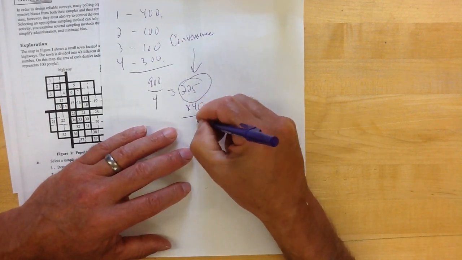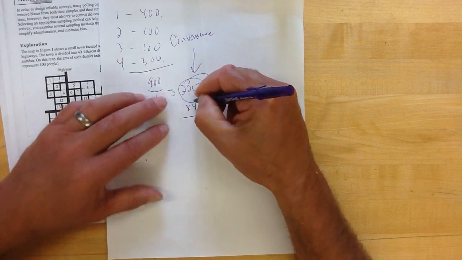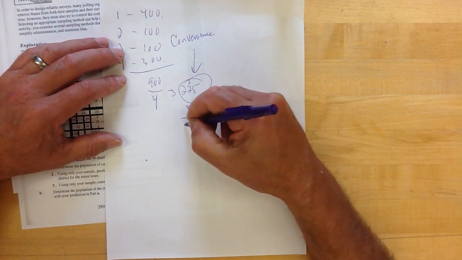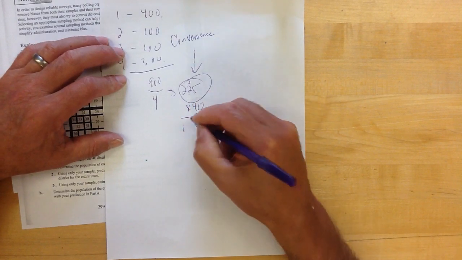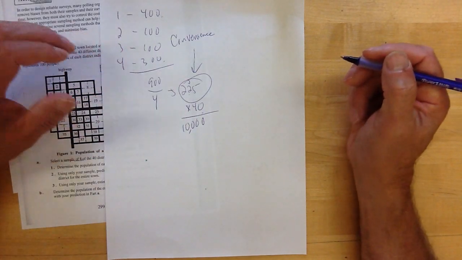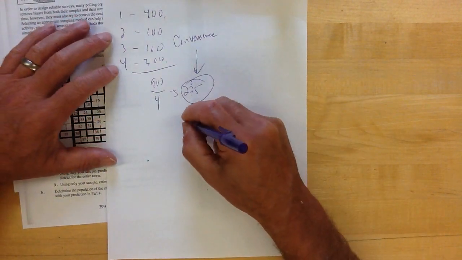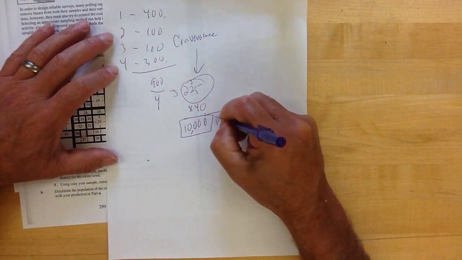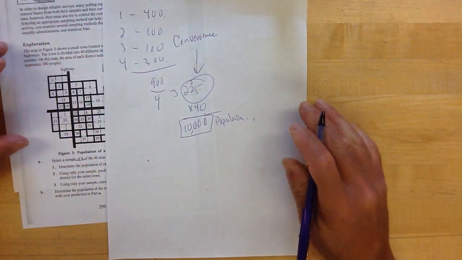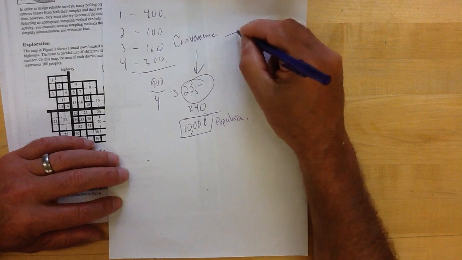If there are 40 districts in the town, 225 times 40 is, let's see, you guys can probably do this in your head, I can't. Isn't that 10,000 people? So I think there are 10,000 people in this town based on that convenience sample. That's our estimate. So that's the convenience sample. They're biased.